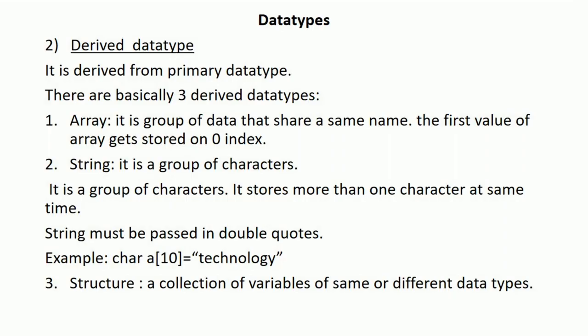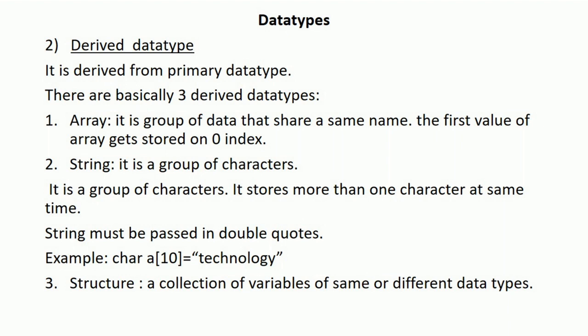The next comes derived data types. It is derived from primary data types, and there are three basic derived data types. First is array, second is string, and third is structure. If you talk about array, it is a group of data that shares the same name. The first value of array gets stored in 0 index.